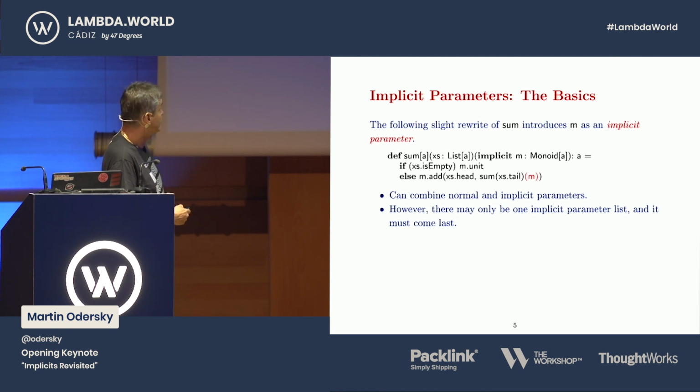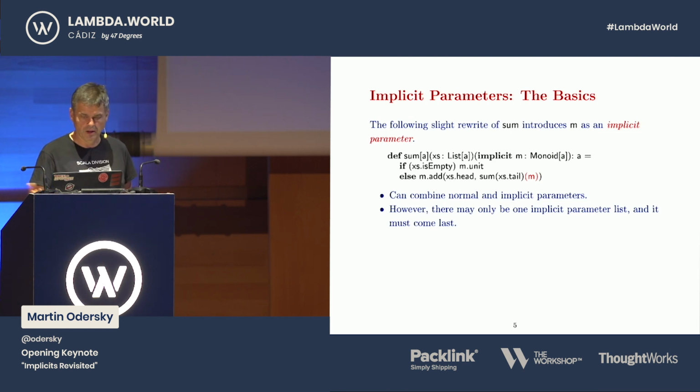So we just have this implicit parameter here. We have a sum over monoids of some type parameter A, and that's essentially a simple definition of it. Okay, we can combine normal and implicit parameters, and if there's only one implicit parameter list, it must come last, which is another restriction that we would like to lift by now.